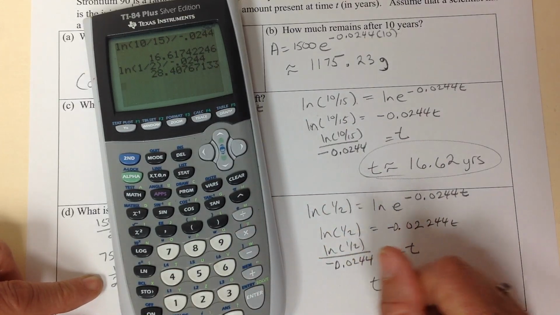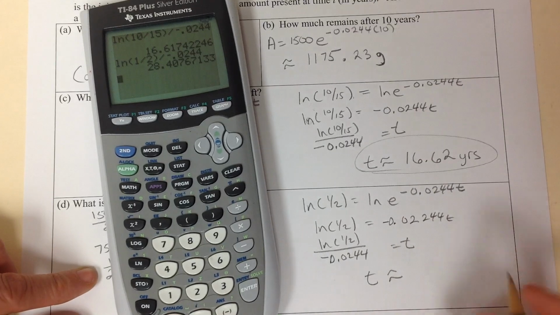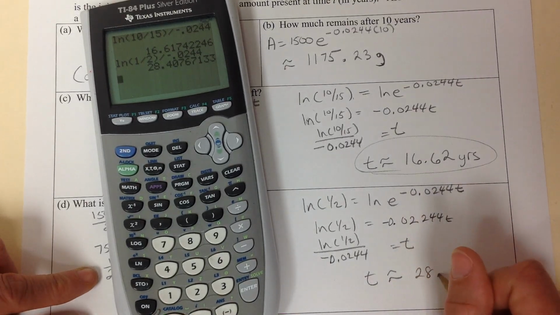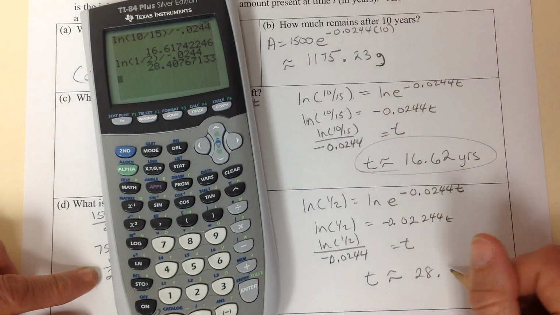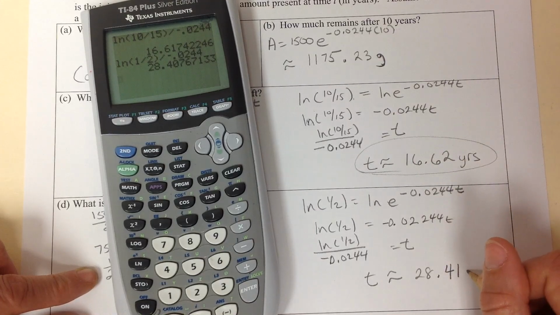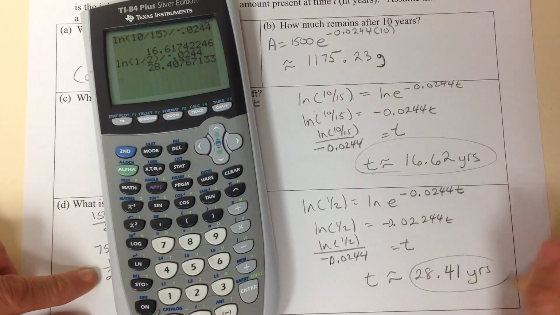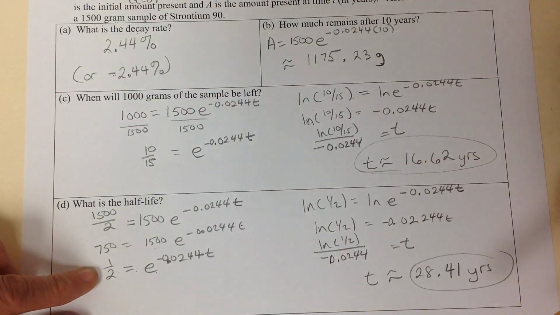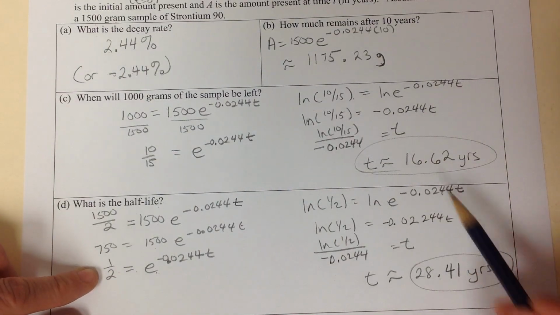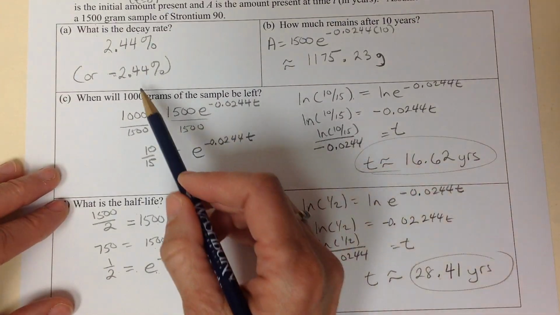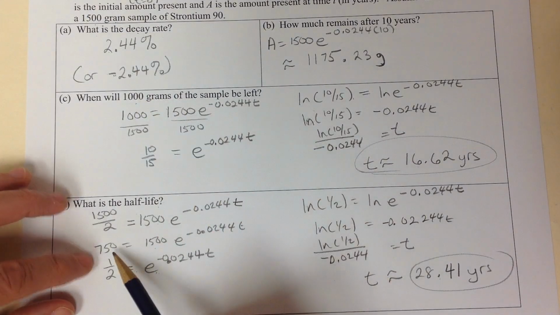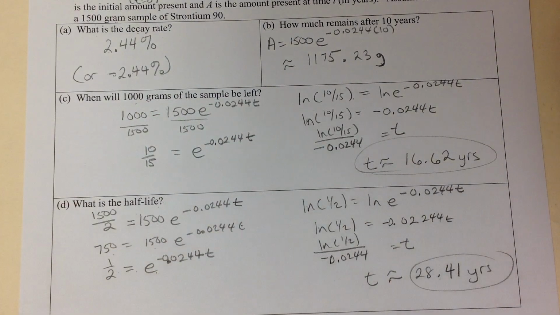And it looks like this is going to be about 28 point, let's see, we've rounded 2 decimal places everywhere else, so we'll do that here again. 28.41, and we're in years. Makes sense that this takes longer than the previous because this was getting us down to 1,000 grams, and this one gets us down to 750 grams.